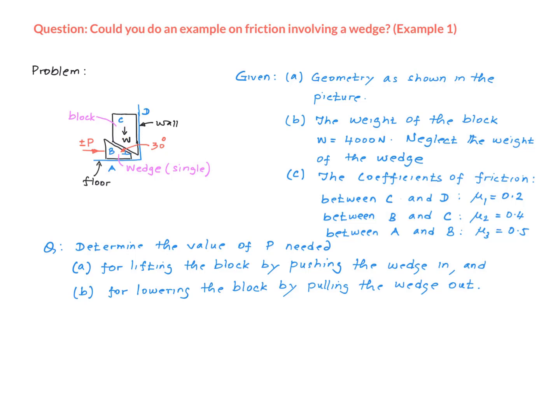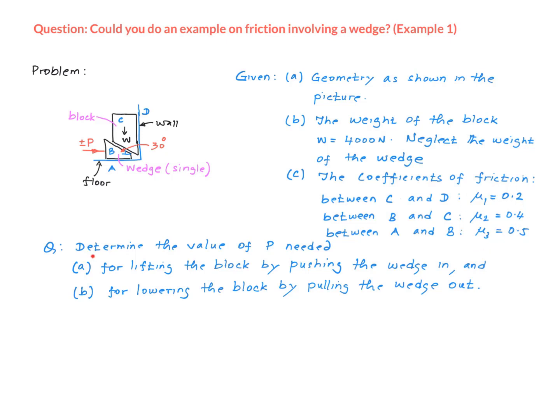The wedge makes contact with the block and the floor, and the block makes contact with this vertical wall and the wedge. There are three frictional surfaces of interest to this problem: this vertical wall, this interface between the block and the wedge, and the floor, right? The values of the coefficient of friction for these three frictional surfaces are given.